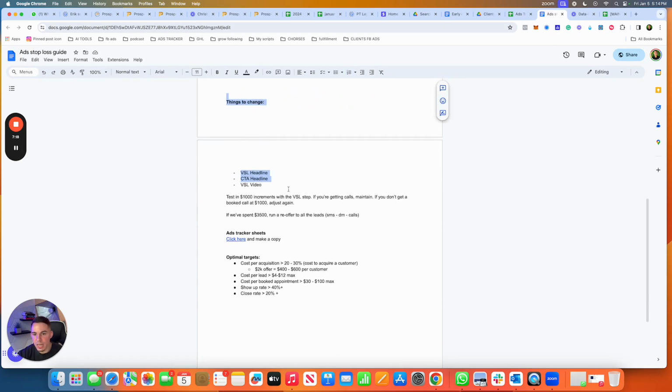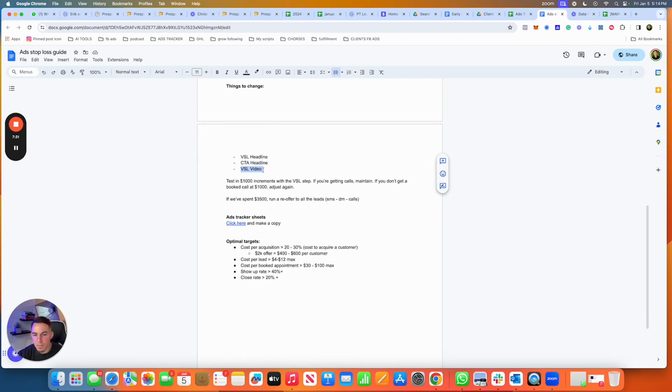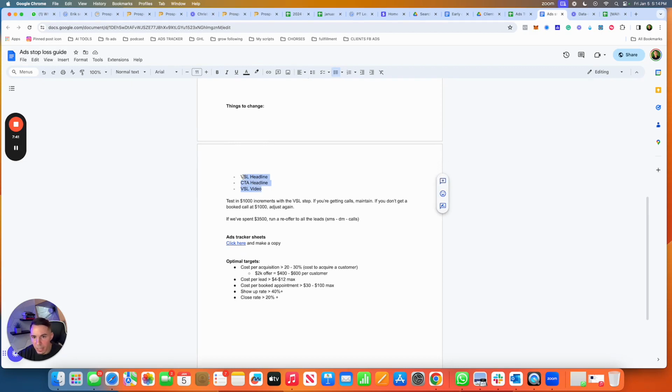So things to change in one of these scenarios are the headline in your advertisement or the VSL, the call to action in your advertisement, and the video of the advertisement or the VSL. If you're running DM ads, then just ignore this VSL part. But if you are running ads to a VSL, like a landing page or a funnel, then you need to start changing up the headline, changing up the call to action, maybe shortening it, changing up the VSL video. Something might be wrong there. Okay, if you're doing DM ads, then it might be the advertisement itself, the creative itself, whether it's a call to action or what you're saying in the video or the copywriting that you have in the creative.